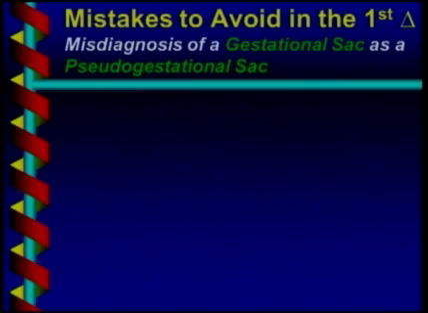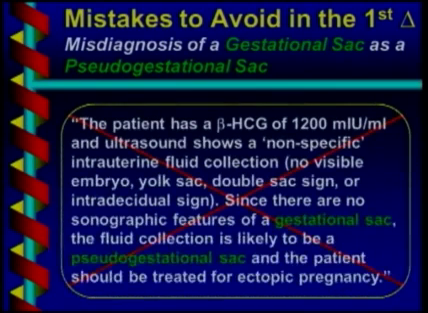The first mistake that I'll talk about is misdiagnosis of a gestational sac as a pseudogestational sac. The kind of mistake that I'll be talking about is the following incorrect statement that might be made in a particular case.